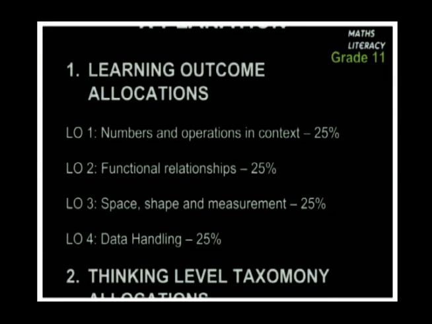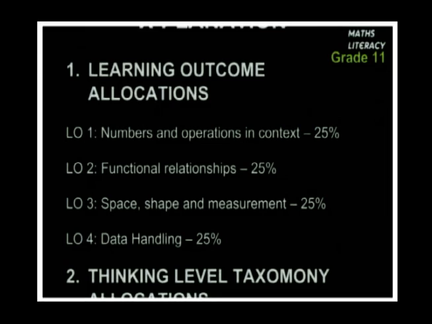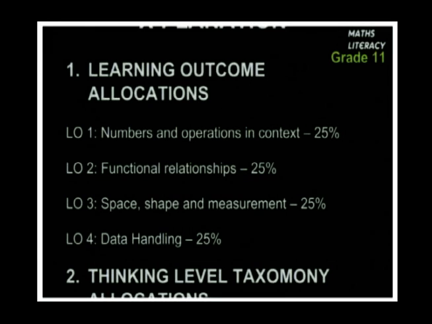Now, let's have a look at this. The learning outcome allocations. For this exam paper, there are 4 different sections, and you've learned 4 different sections throughout the year. So there's learning outcome 1, where we look at numbers and operations in context. Learning outcome 2, where we look at functional relationships. And that's a huge mathematical word. I don't like it at all. Basically, they're saying we're looking at graph work. LO3, we're looking at space, shape, and measurement. That was when we were looking at perimeters and volumes and areas. And then LO4, data handling, which involves your statistics and your probability.